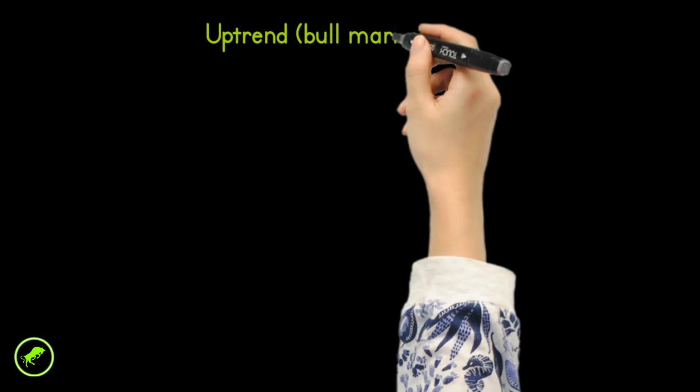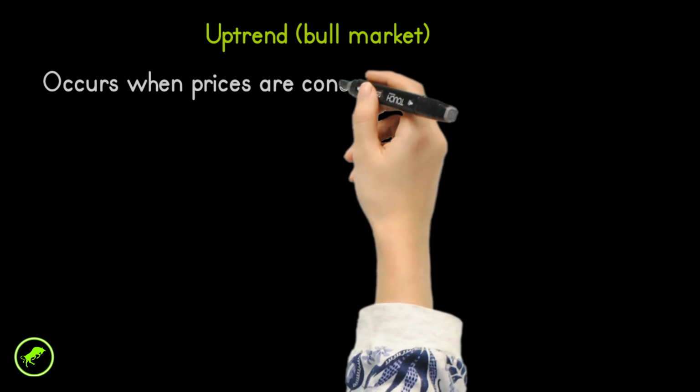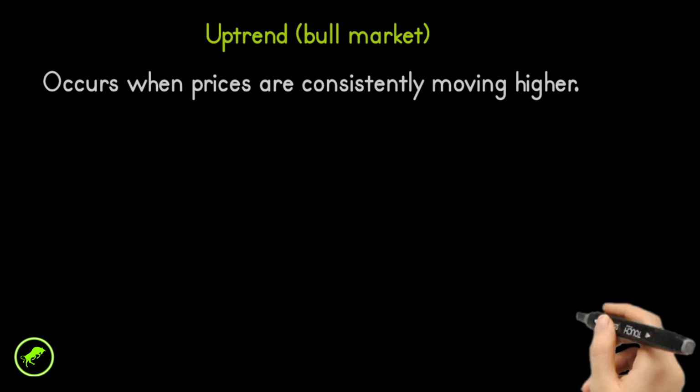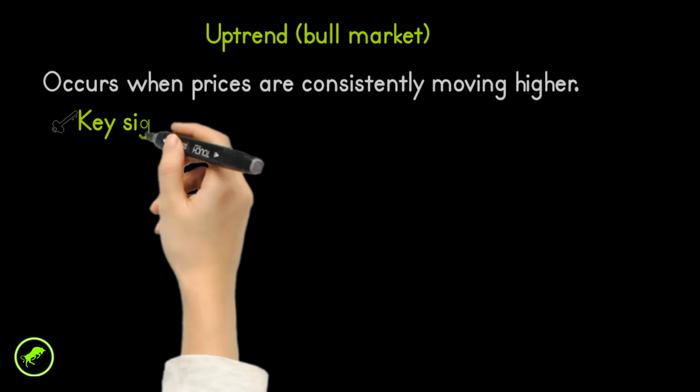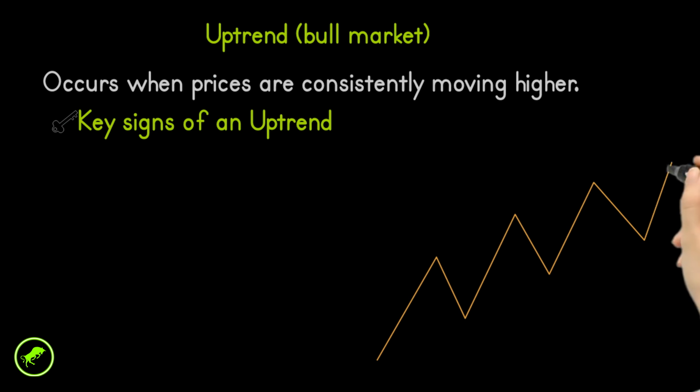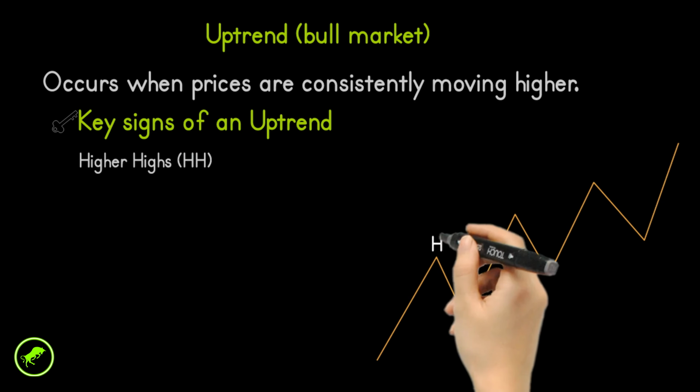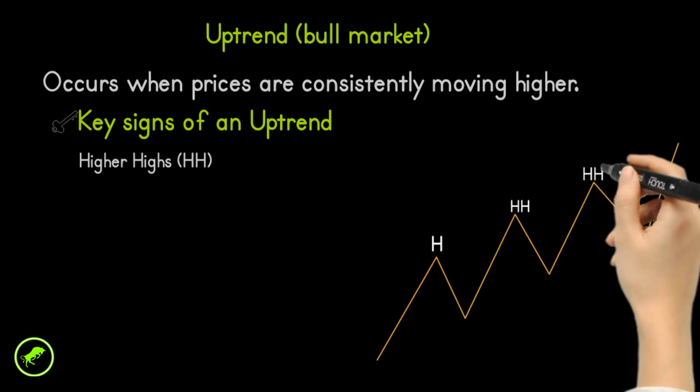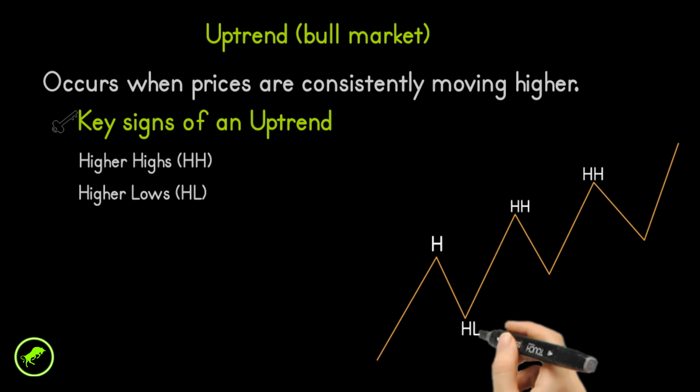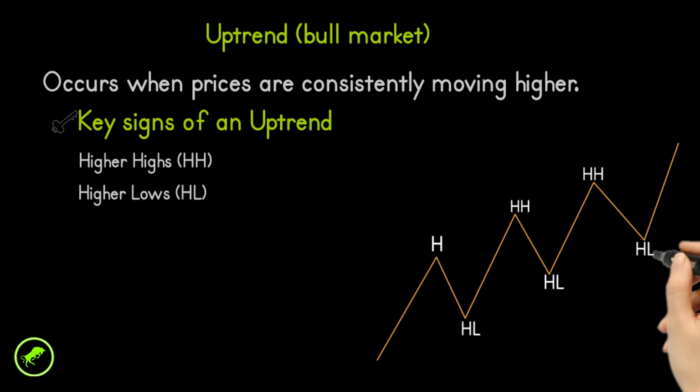Uptrend, bull market. An uptrend occurs when prices are consistently moving higher. This is called a bullish market, where buyers are in control, pushing prices up. Key signs of an uptrend. Higher highs, HH. Each new peak is higher than the previous one. Higher lows. Each new dip is higher than the previous dip.